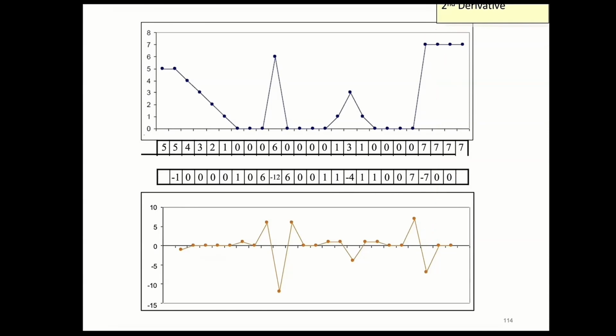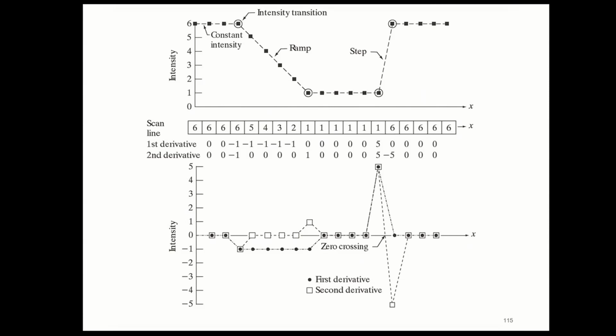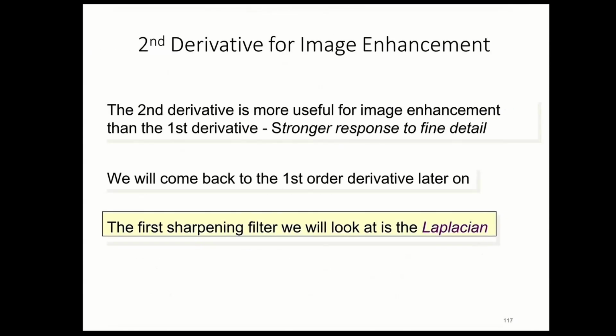Yes or no? If I plot both the first derivative and second derivative, you can see that the first derivative is still non-zero when there is a ramp, right? This is clear. That's why we go to the second derivative, which is much better. This is just what we did, the same thing.